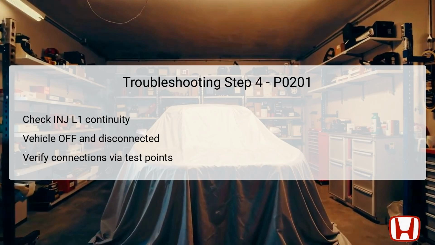In the fourth step of troubleshooting for DTC P0201, you will again need to check for continuity, this time focusing on the INJ L1 line. As before, ensure the vehicle is in off-lock mode and that both the PCM connector number 1 and the number 1 injector are disconnected. The specific terminals for this check will be the female terminal number 1 of the number 1 injector connector and terminal number 18 of the PCM connector number 1.